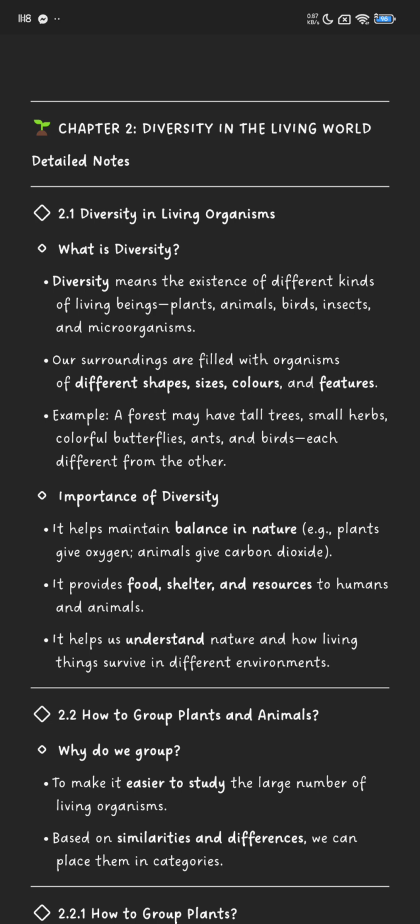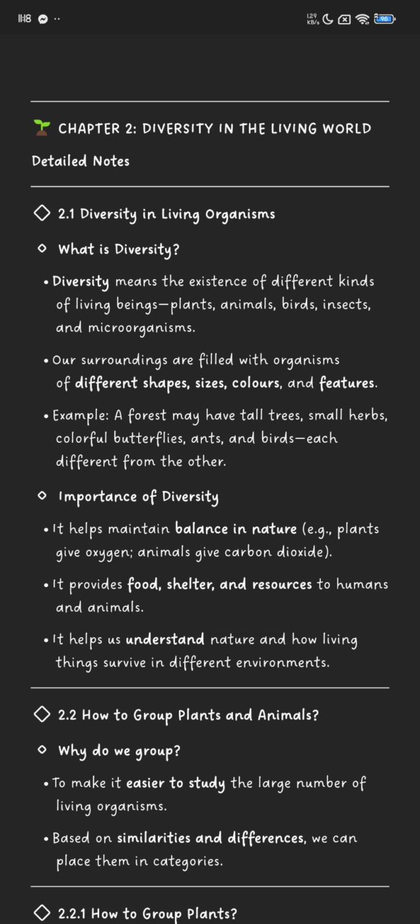Diversity means the existence of different kinds of living beings like plants, animals, birds, insects, and microorganisms. Our surroundings are filled with organisms of different shapes, sizes, colors, and features. For example, a forest may have tall trees, small herbs, colorful butterflies, ants, birds, each different from the other.